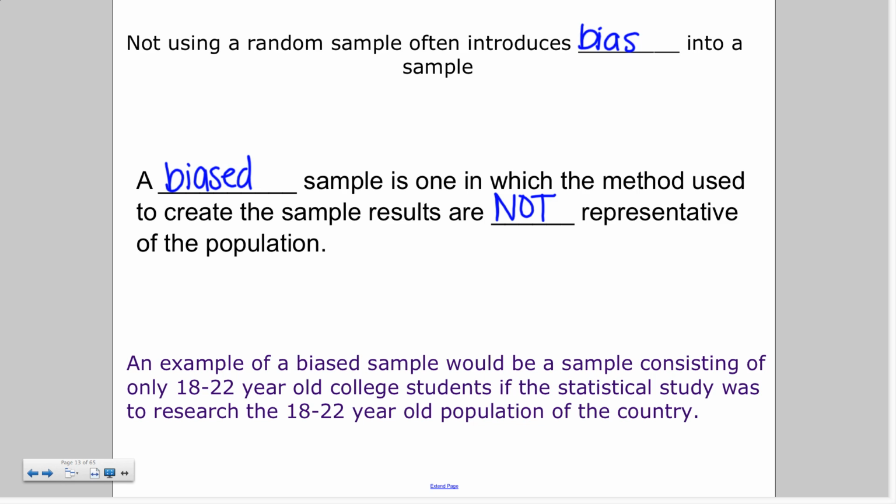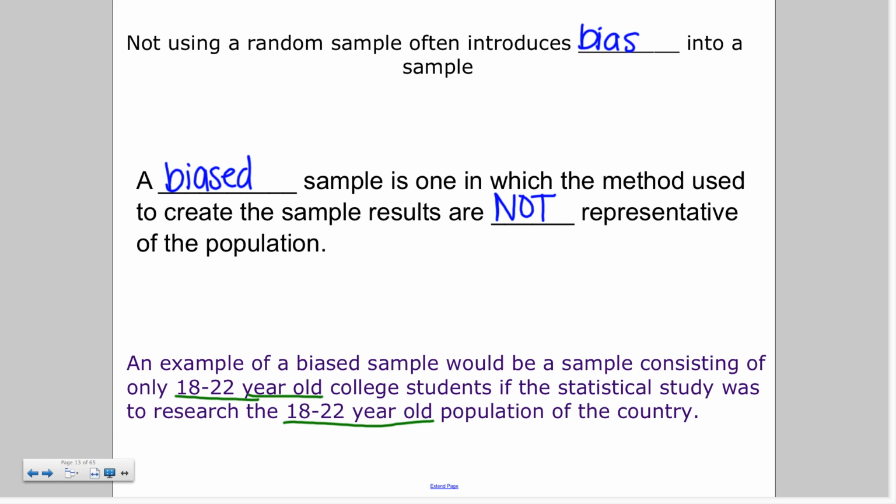All right, so an example of a bias sample would be a sample consisting of only 18 to 22-year-old college students if the statistical study was to research the 18 to 22-year-old population of the country. So a lot of people want to look at this, and when we're going to talk about being biased, they want to say, oh, because 18 to 22-year-olds. Well, if you look here, we're doing 18 to 22-year-olds. So the age is fine.